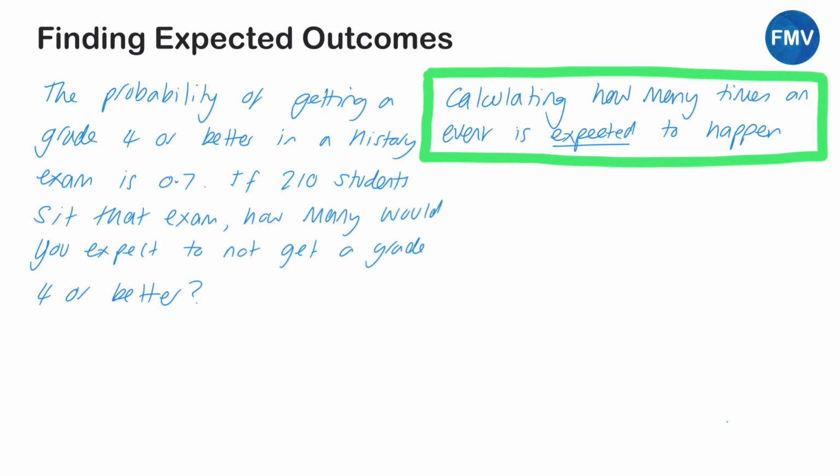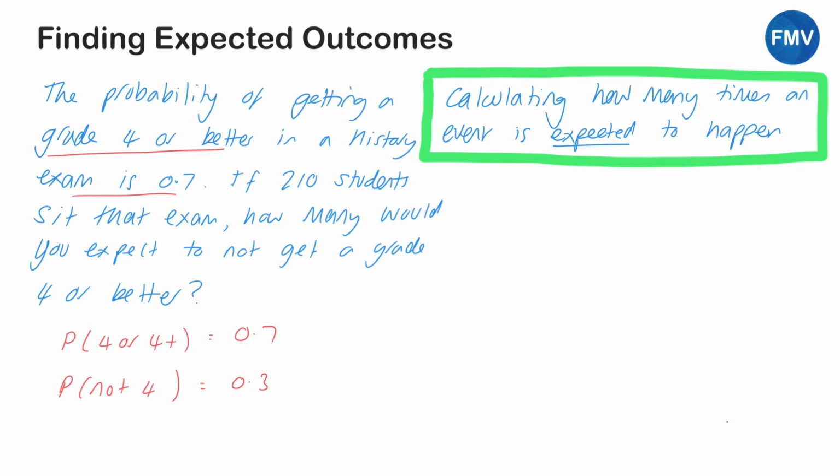And let's pick out some key points here first. So we are looking at the probability of getting a grade 4 or better. It's 0.7. So we can say, well, the probability of getting a 4 or a 4 plus is 0.7. So the probability of not getting a 4 or a 4 plus is 0.3. And the reason for that is those two have to add up to 1 because the chance of getting a grade or even ungraded is 1.